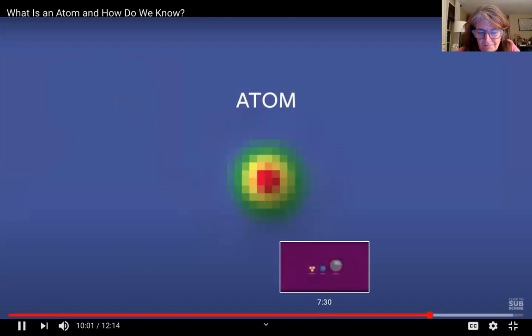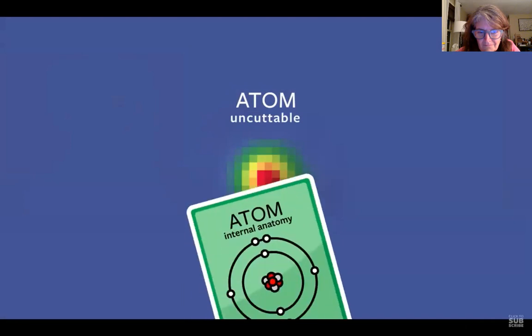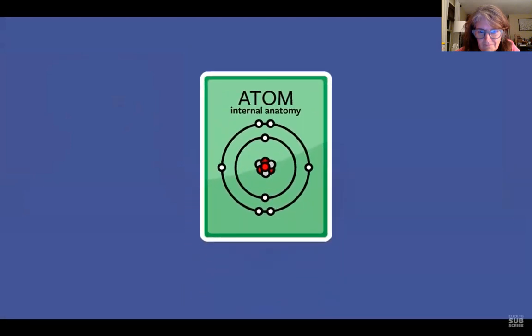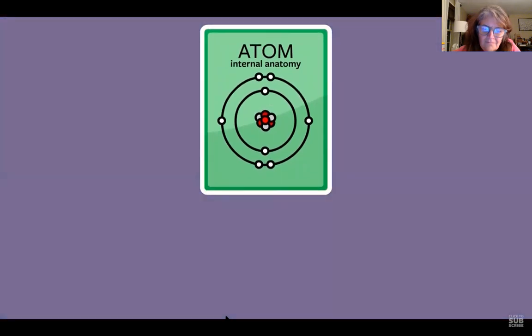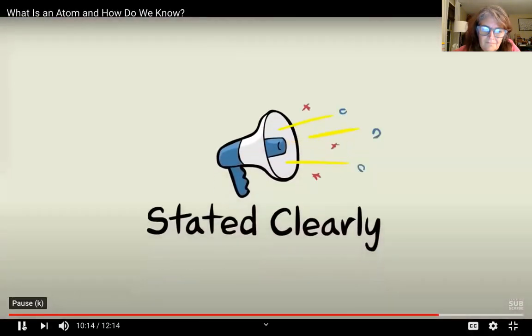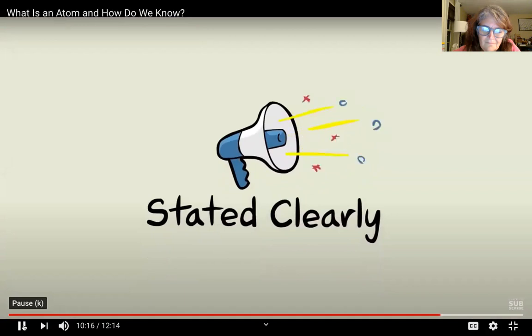While the word atom technically means uncuttable, we'll see in the next animation that atoms actually can be split apart. Atoms themselves are made of smaller pieces. I'm John Perry, and that's how we know that atoms exist, stated clearly.